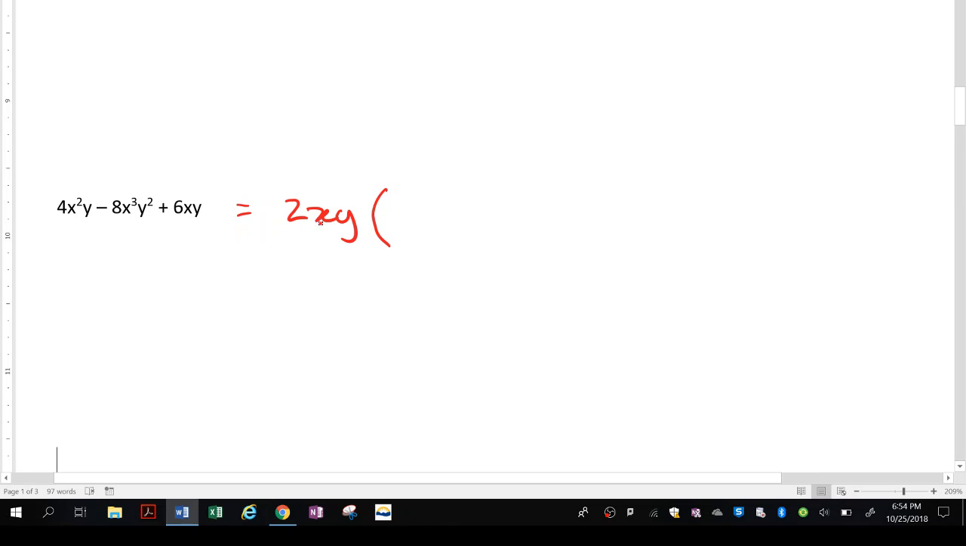So let's divide 2xy out of each of these terms. So dividing 4x squared y by 2xy leaves 2x. And dividing negative 8x cubed y squared by 2xy is 4x squared y. And the very last term, dividing 6xy by 2xy, gives us plus 3.